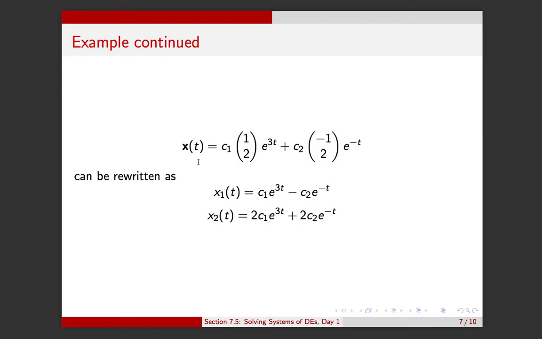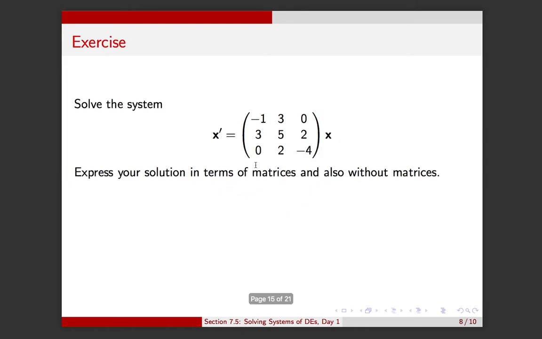What about x2? x2 is the bottom coordinate of this vector. So read across the bottom: 2c1 e to the 3t plus 2c2 e to the negative t. So if you have to separate out the two solutions, you do it like that. You just take the matrix guy and read across the top, then read across the bottom. If these vectors here had length 3, you could read across the top, read across the middle, read across the bottom, and so on.